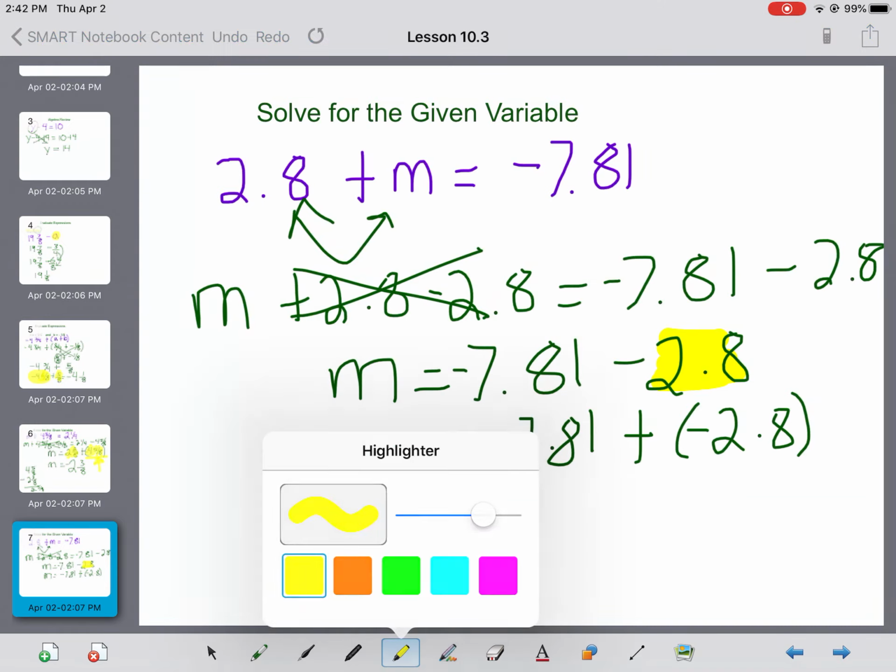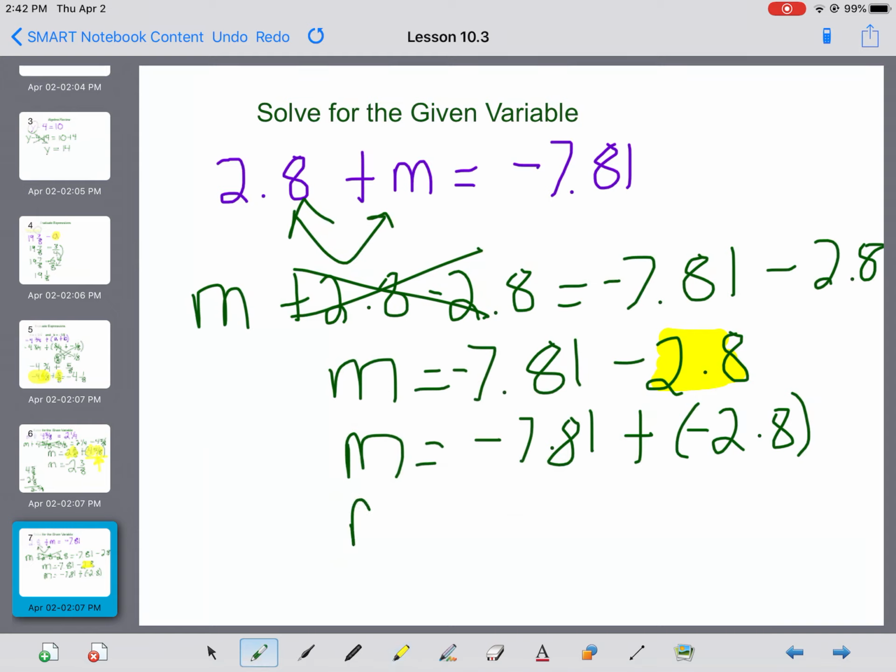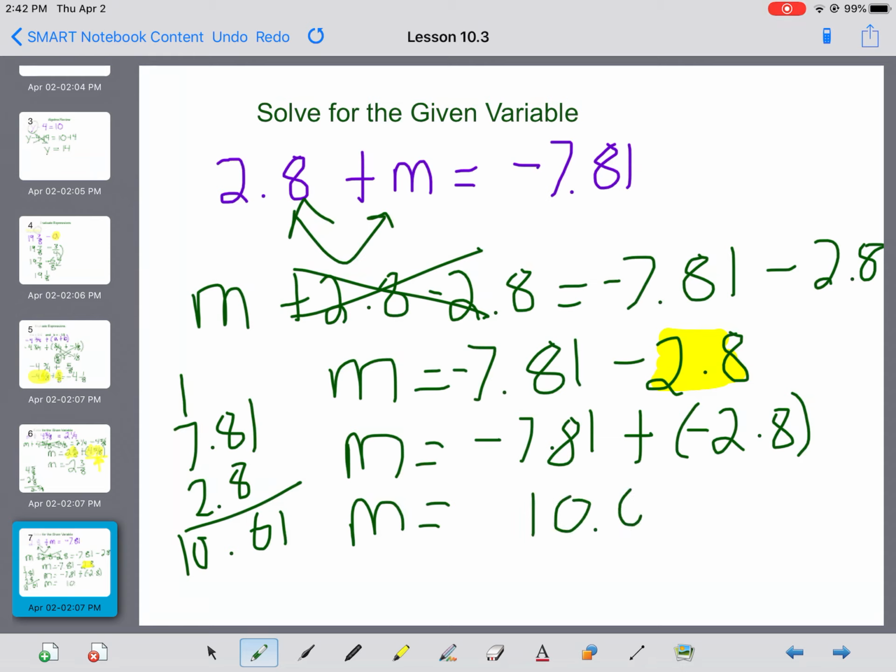Now, because I have 2 negative numbers, it's actually quite handy because I can just add them up together. So I can go over to the side, 7.81, 2.8. I can add them together and I get 10.61. Don't forget to line up your decimals. But again, don't forget you added 2 negative numbers. The answer is negative.